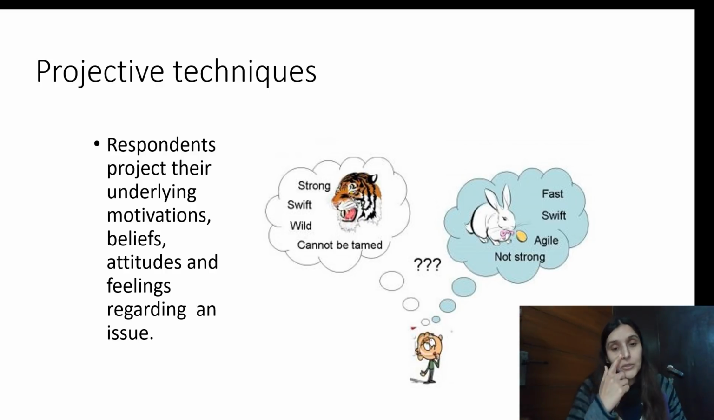So when I do a projective technique, what am I trying to do? I am trying to project my feelings on someone else. Why do I use a projective technique? A projective technique in exploration is used when you cannot ask a sample a question directly. So I might not be able to ask a question like, do you smoke?